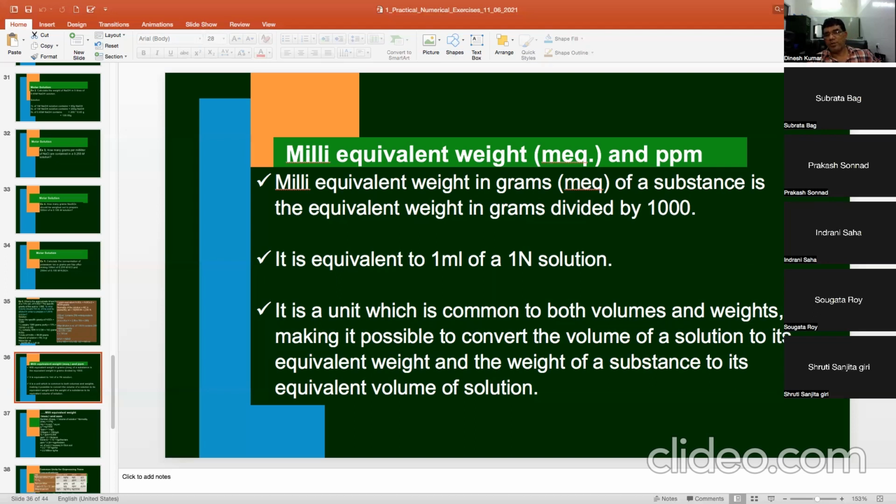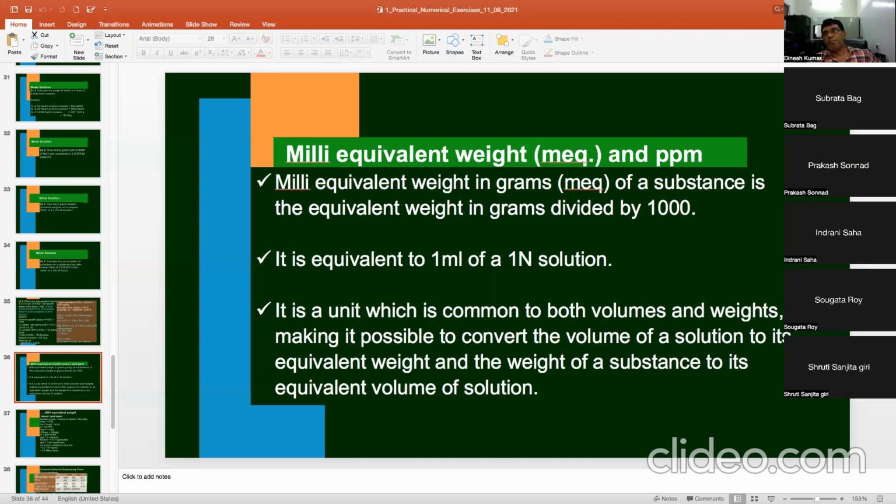Suppose you have two normal solution and you have consumed 3 ml in titration. So 2 into 3, 6 milliequivalent are there. 6 milliequivalent of a substance was there.